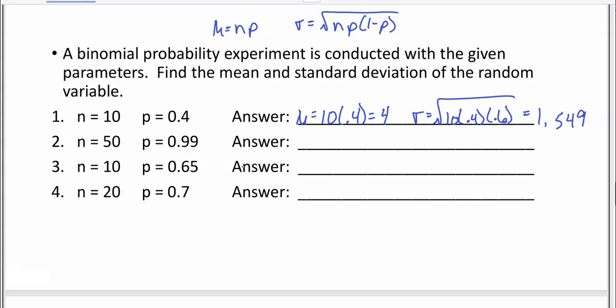So we want to look at that last one. The mean is n times p, and that's going to give me a 1.4. The standard deviation is the square root of n times p times 1 minus p. And 1 minus p in this case is going to be 0.3. In my calculator, I'm going to type in 20 times 0.7 times 0.3, and then I'm going to take the square root. I got 2.049 for that.